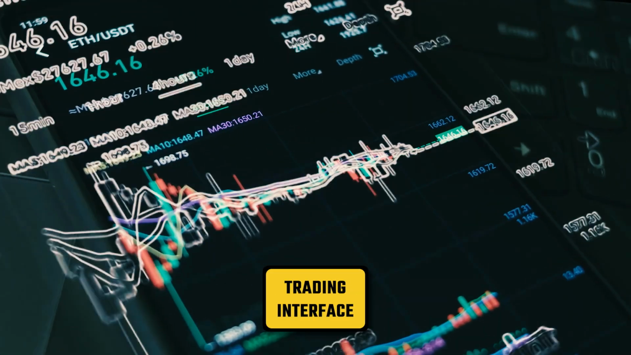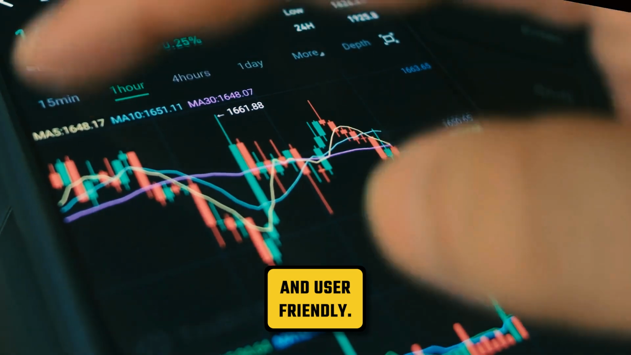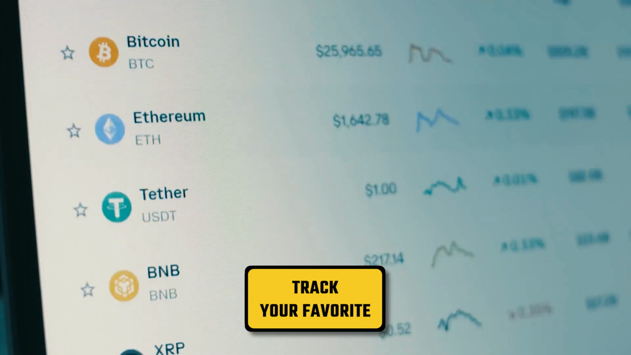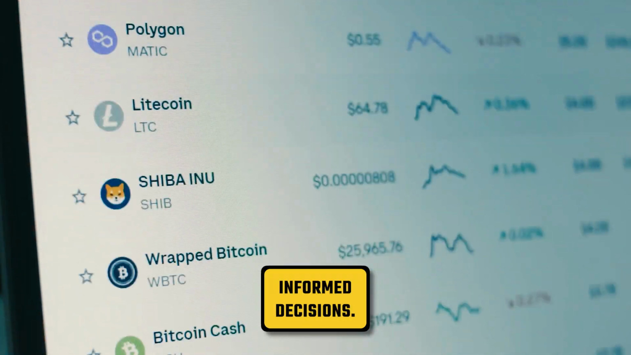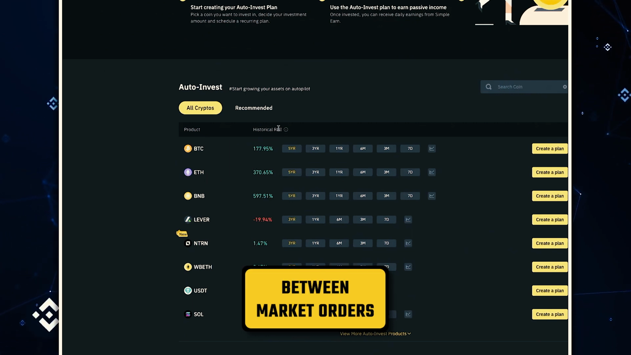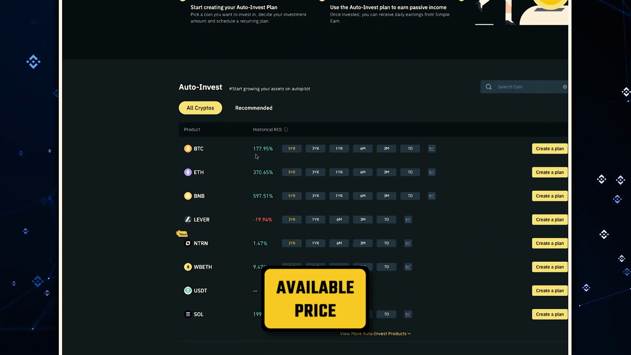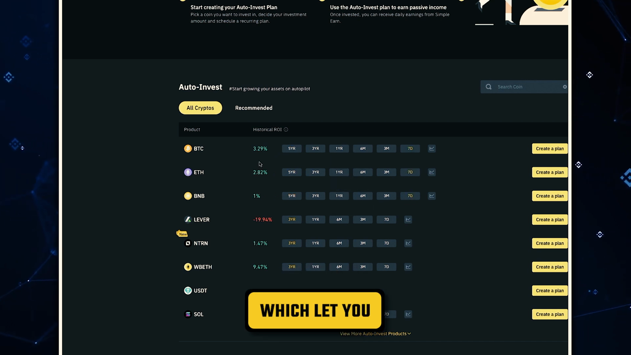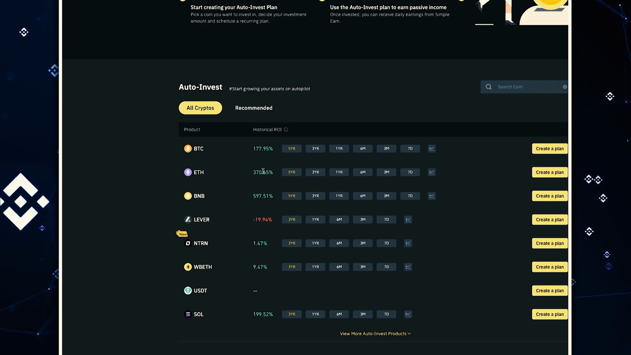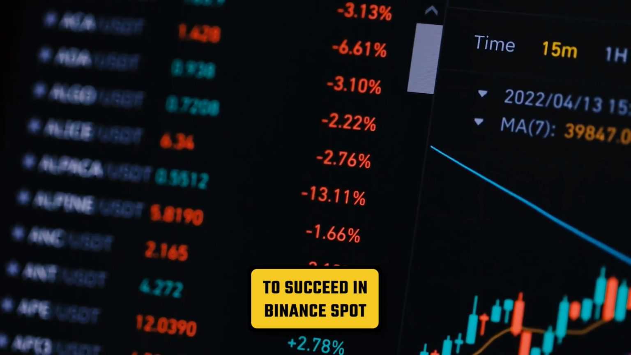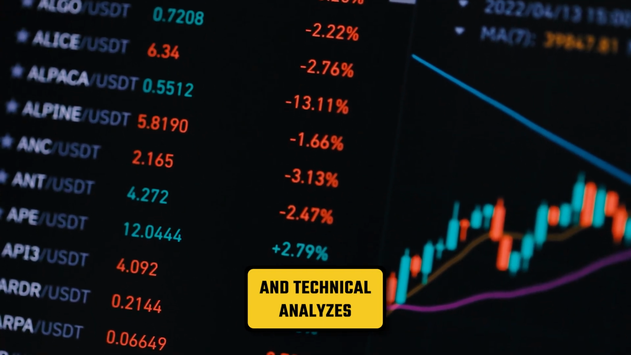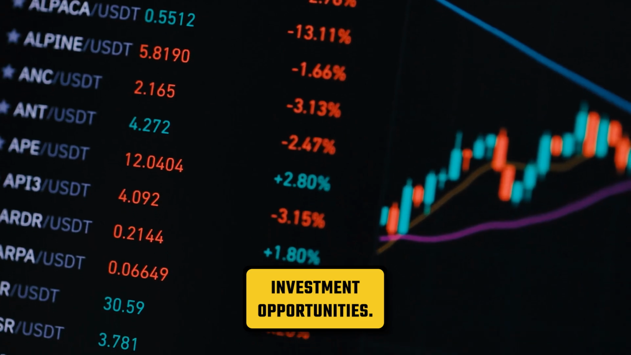Navigating Binance's trading interface is simple and user-friendly. You can easily access market charts to analyze price trends, track your favorite cryptocurrencies, and make informed decisions. Additionally, you can choose between market orders, which execute trades at the best available price, or limit orders, which let you set specific prices at which you want to buy or sell cryptocurrencies. To succeed in Binance spot trading, it's advisable to conduct fundamental and technical analyses to help identify potential investment opportunities.